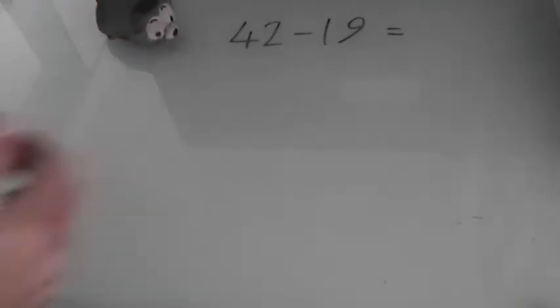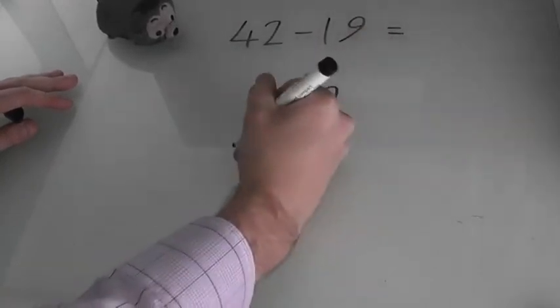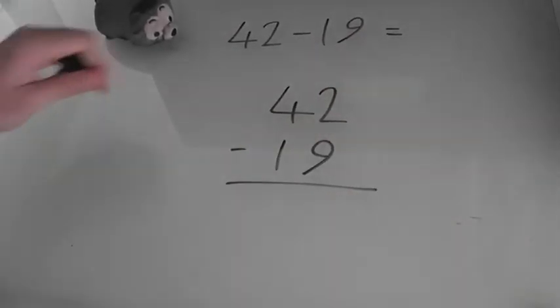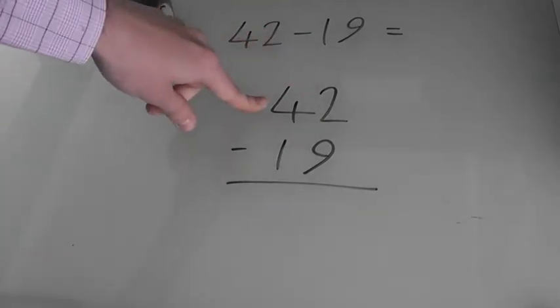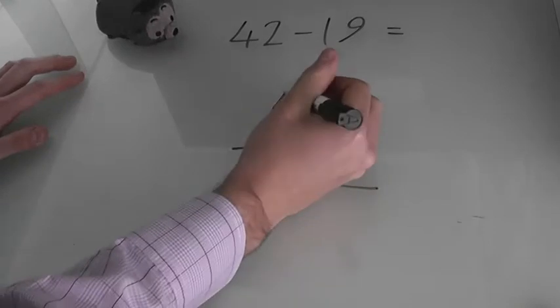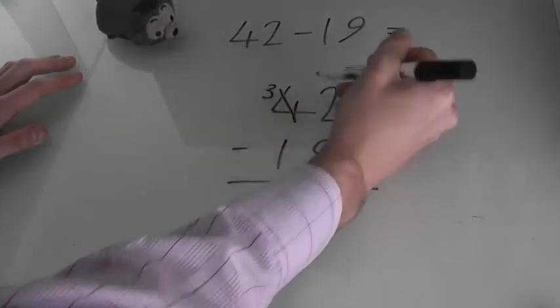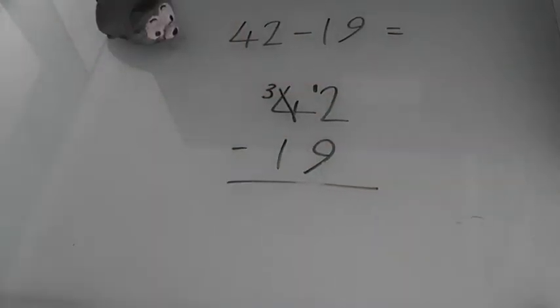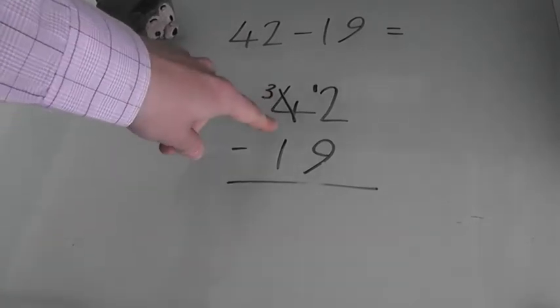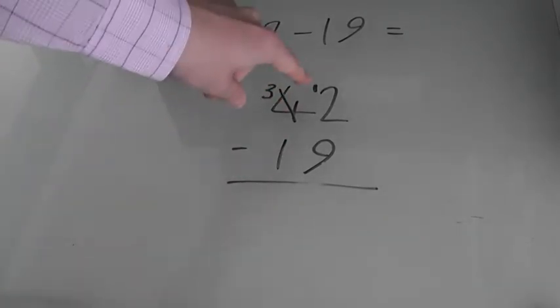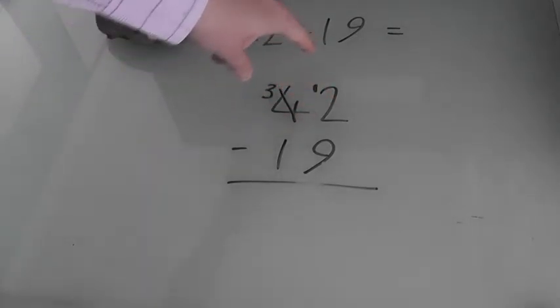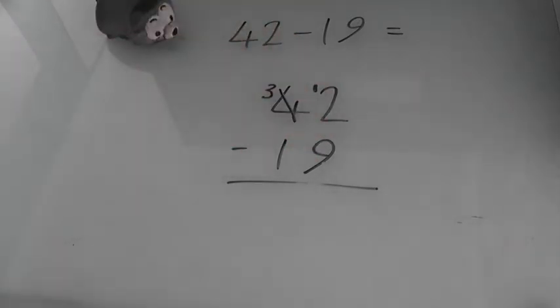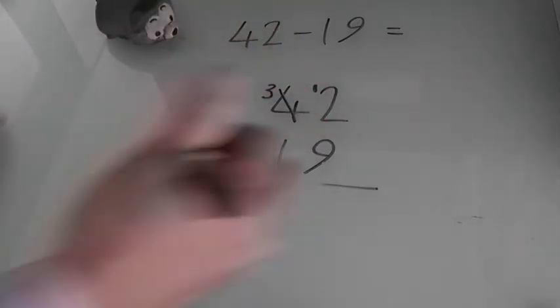Okay, now let's have a look at 42 take away 19. So again, we put them into our column grid. 2 take away 9, can we do it? No, so we need to go over to its neighbour and borrow 1. So we cross that out, put a 3, and then put a 1 there, because we've stolen a 10, because this is the tens column. So you're not carrying a 1, you're carrying a 10. So now, instead of this being 2, it's 12. So we can now do 12 take away 9, which gives us, that's right, 3.